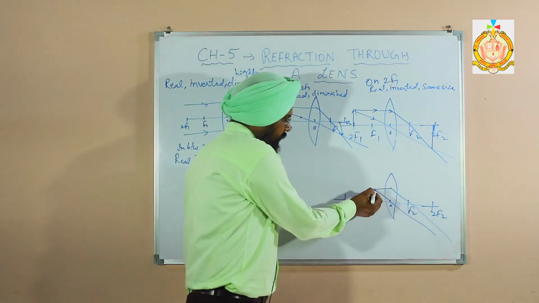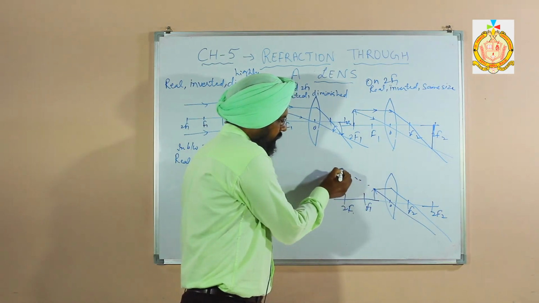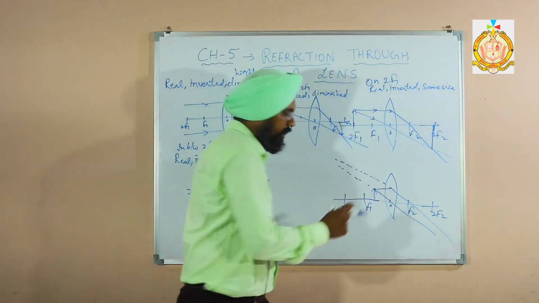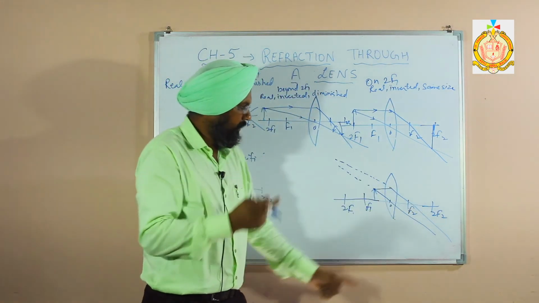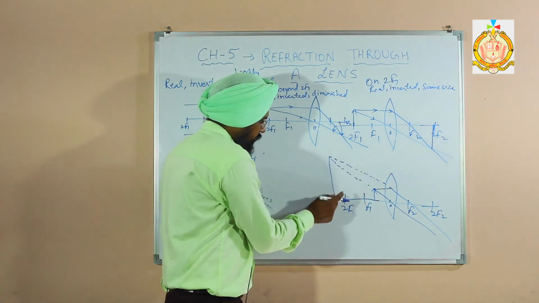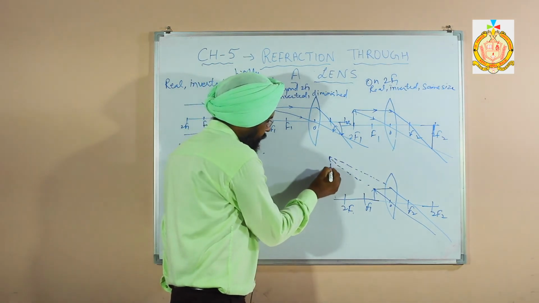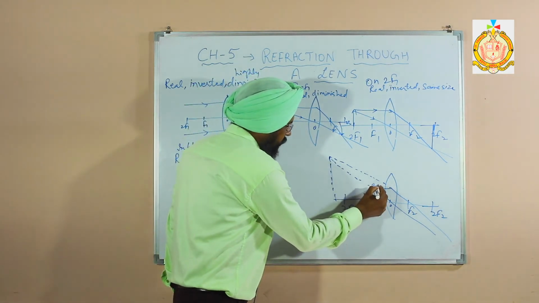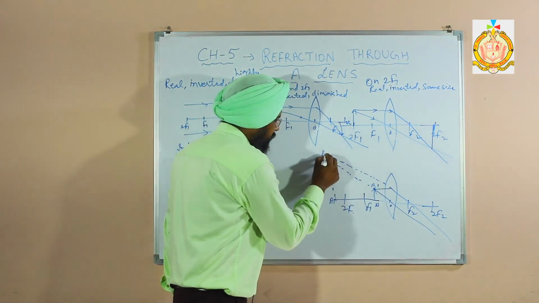So you can draw a virtual diagram. Students, one thing I want to make clear: this should be drawn as a dotted line, not a dark line. Then the image can be at this point, so this also can be dotted. If this is A and this is B, this is A dash and this is B dash.